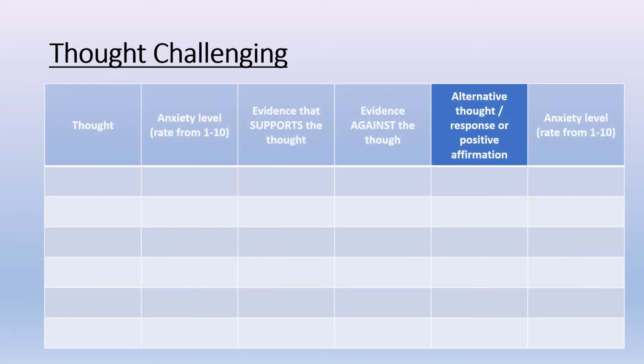6. Then, based on these facts, try to write a more balanced thought. It doesn't need to be positive, but it should be more balanced and based on the facts. 7. Then ask yourself, if you were to believe this new thought, how would you rate your anxiety on the same scale of 1 to 10? A helpful way to consider this technique is to imagine that your thought is on trial.